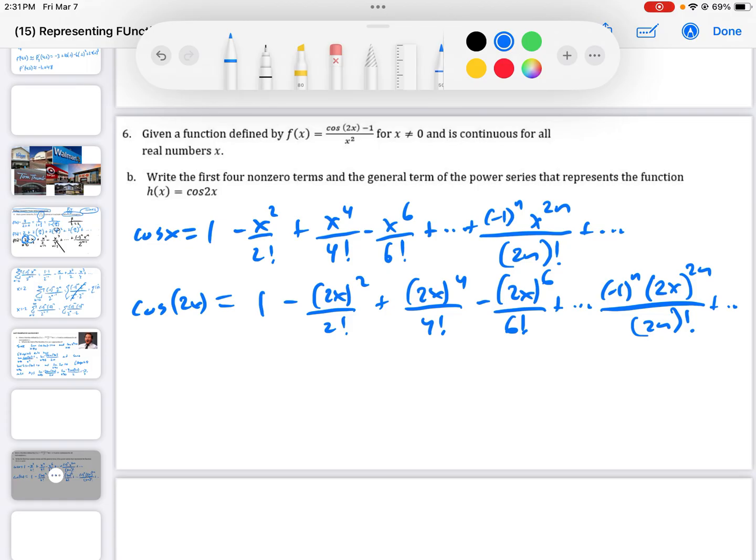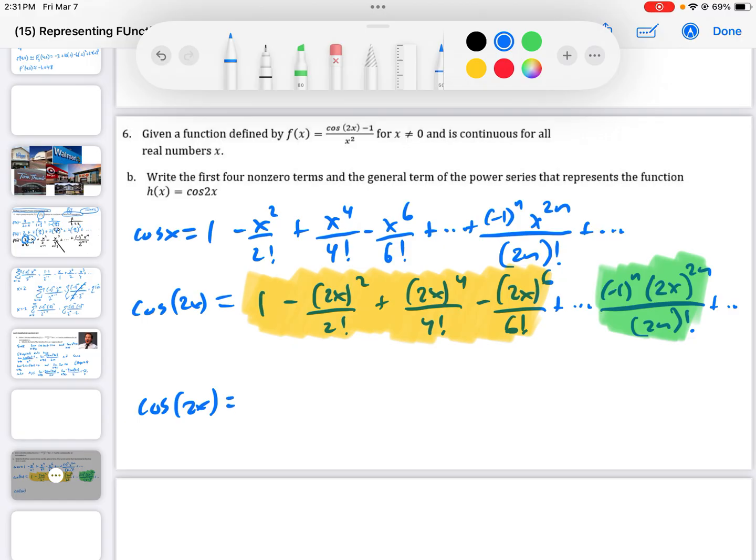So I think we're actually done. We do not need to simplify this. If this is a free response question, those are the first 4 non-zero terms. Don't worry about simplifying it. This is the general term. Do not worry about simplifying it. Just leave it like it is.